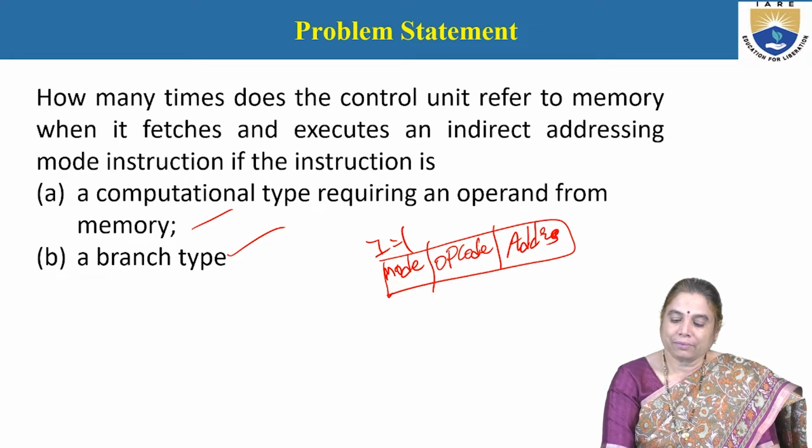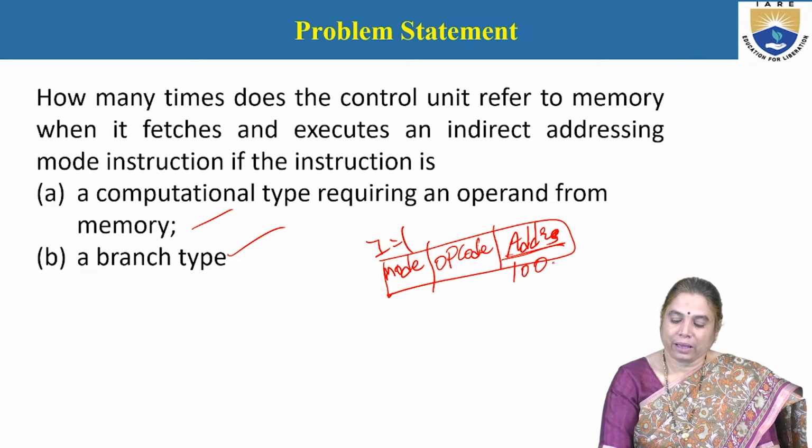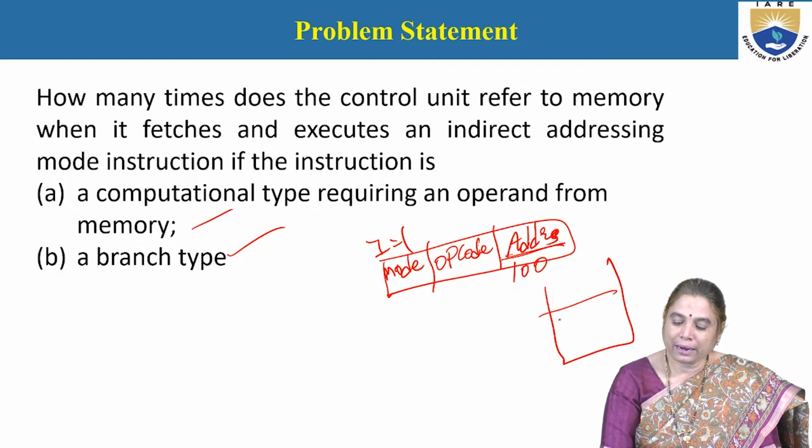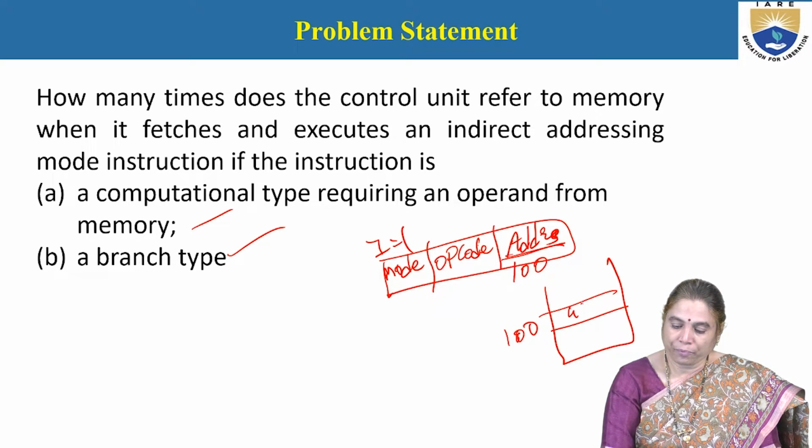So, in this case, the address specified in the instruction is used to calculate the effective address of the operand. For example, if you specify here address as 100, in the memory at the 100 location, the value that is stored is the effective address of the operand. So, one more memory cycle can be required to fetch the actual operand. So, at the 400 location, the operand can be available.